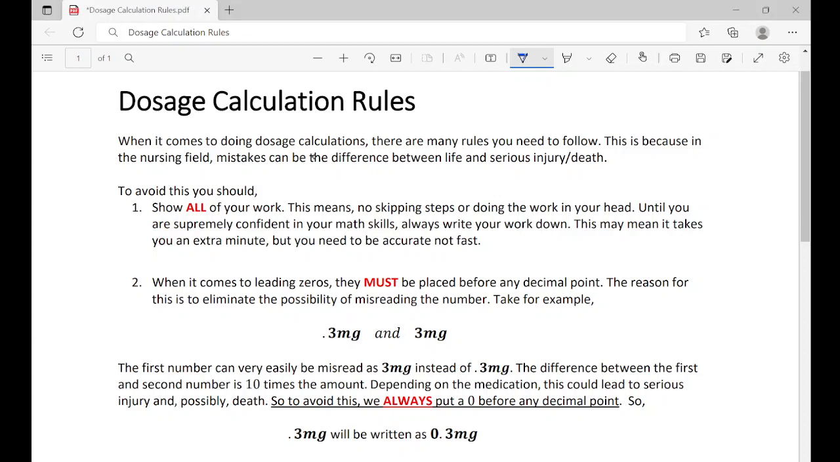When it comes to doing dosage calculations, there are many rules you need to follow. This is because in the nursing field, mistakes can be the difference between life and serious injury, even death. So to avoid this, here are some steps you should follow.